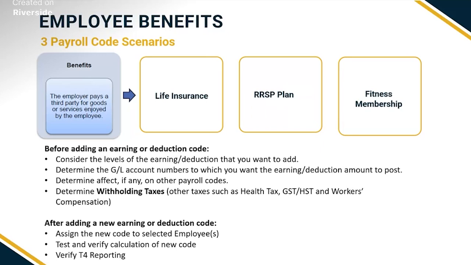Our focus is withholdings, which would be your federal and provincial income taxes, your CPP, EI, or if you're in Quebec, it'd be your QPP, QPIP. All right, so let's hop on to Sage 300.